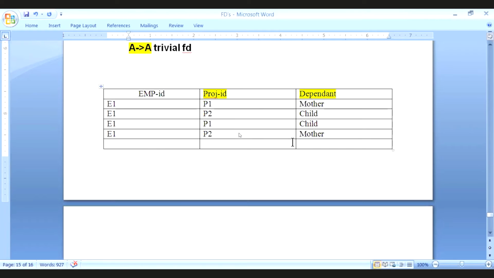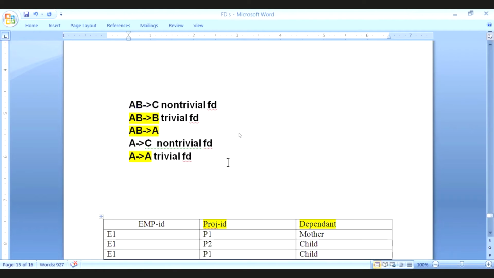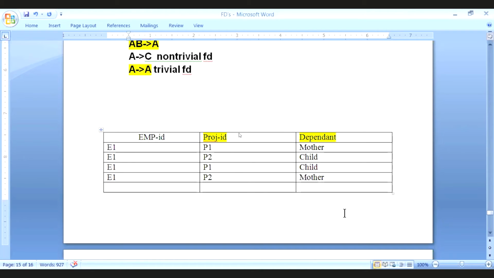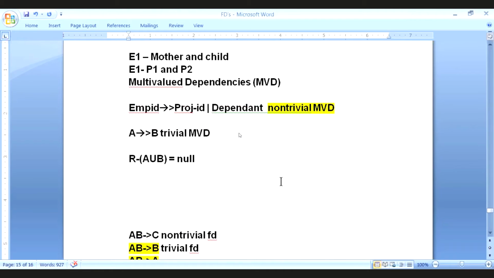Whether this relation is in 4NF or not, we will say no, it is not in 4NF, because 4NF says the relation should not have any non-trivial MVD. No non-trivial MVD should be present in the table. Clear?